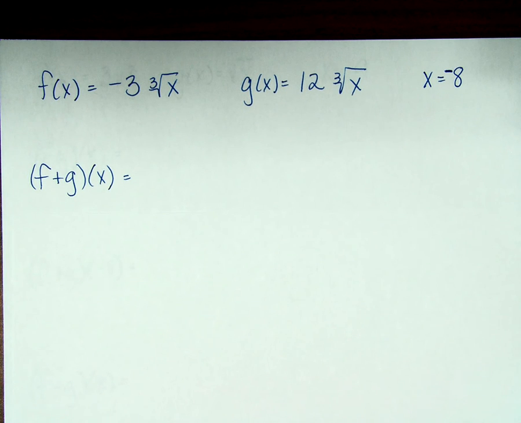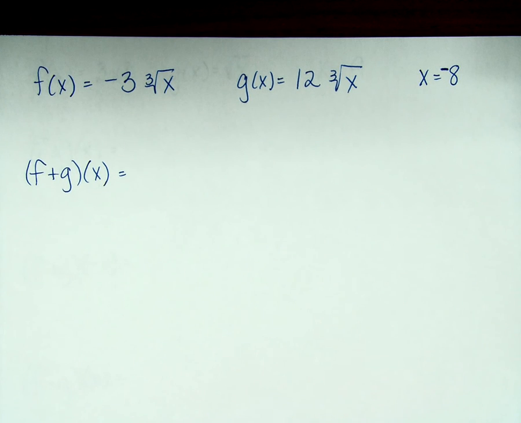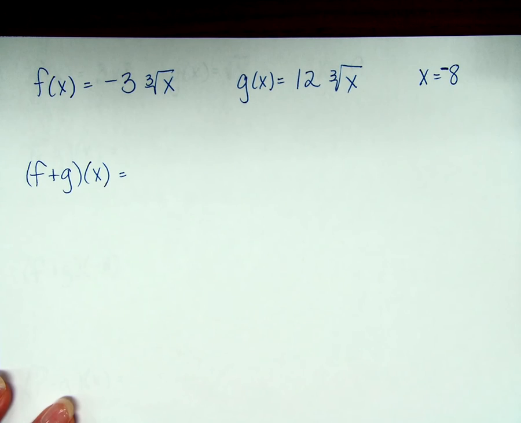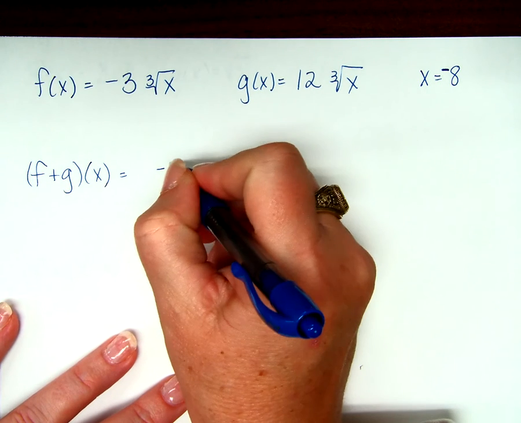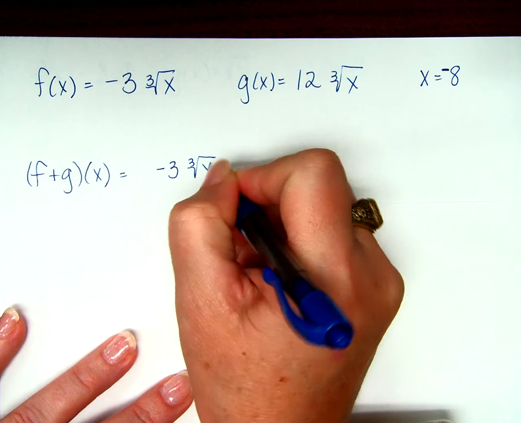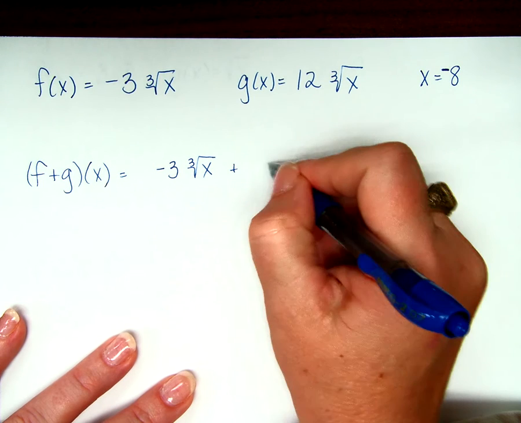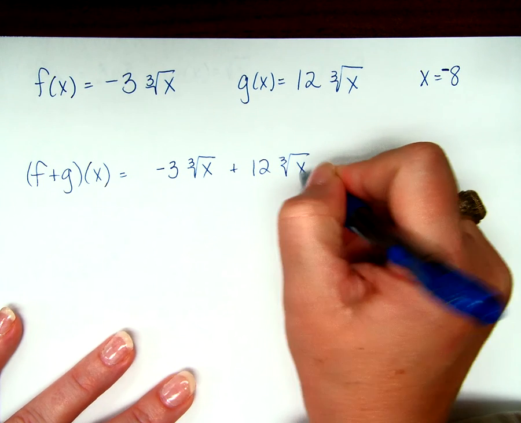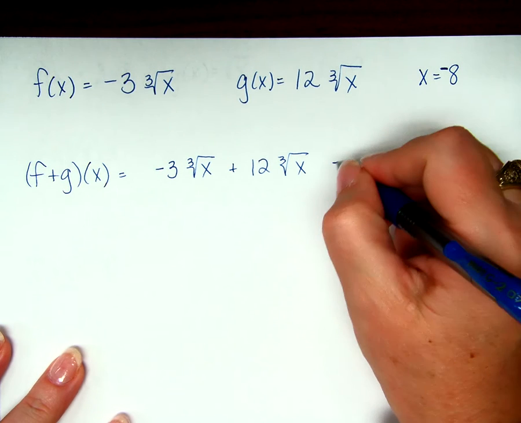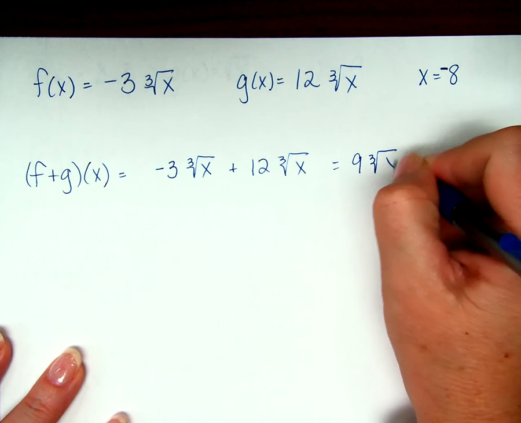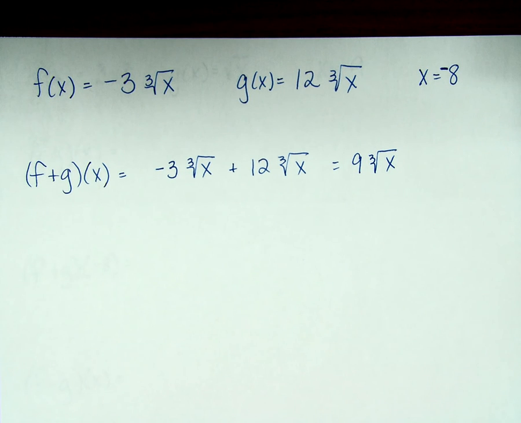How could you tell that was adding them? Because of the plus sign? Okay, that's a good start. f plus g of x. Does that make sense? It's adding those two functions. Okay, so f is negative 3 cube root of x, and g is 12 cube root of x. What is negative 3 cube root of x plus 12 cube root of x? 9 cube root of x. Done.